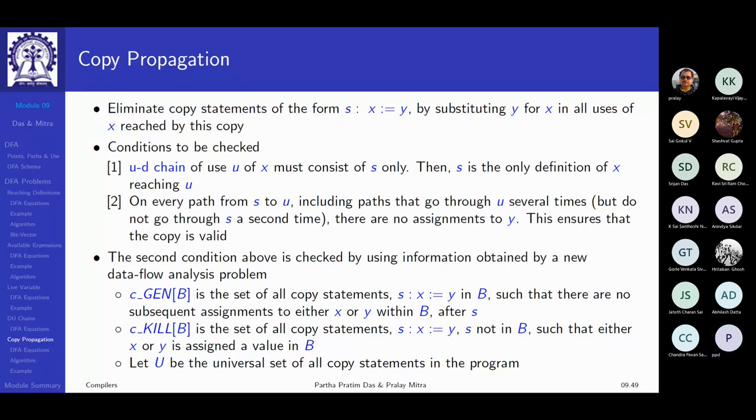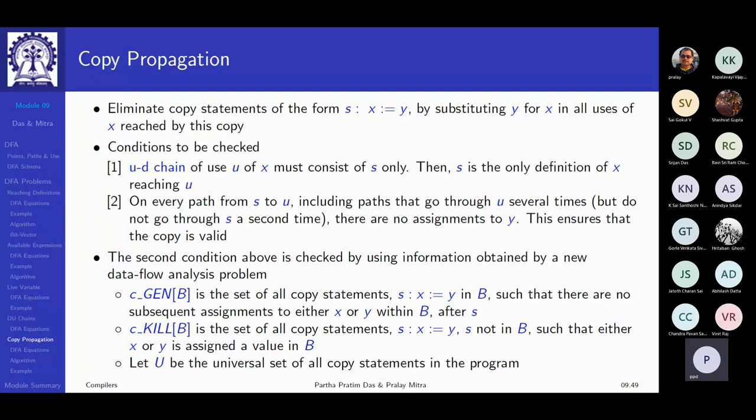What is kill? It is a set of all copy statements which are not in this basic block, such that either X or Y has been assigned a value. So I have some copy statement in some other block, but in B, I have defined X again, or defined Y again, any one of them, or maybe both of them. Then obviously this copy is no more valid. This X assigned Y copy is no more valid. It's not valid to assume that X and Y would necessarily have the same value. Right? So that is killed. And certainly the universal set is a set of all copy statements in the program. That is the domain.